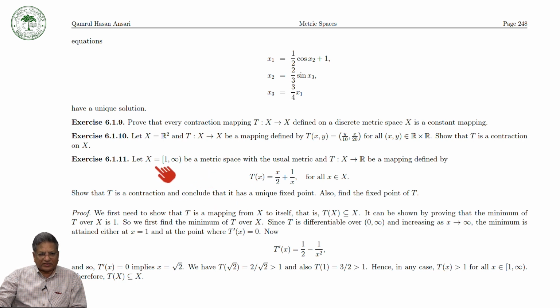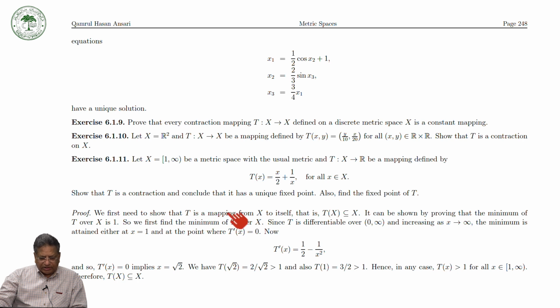We say that X equal to [1, infinity) is a metric space with the usual metric, and T is defined as T(x) equals x/2 plus 1/x. You can see the proof of this from here. Then show that T is a contraction, conclude that it has a unique fixed point, and also find the fixed point of T. So first let us prove that T is a contraction. Of course, this is a complete metric space, so if T is a contraction, it would have a unique fixed point.